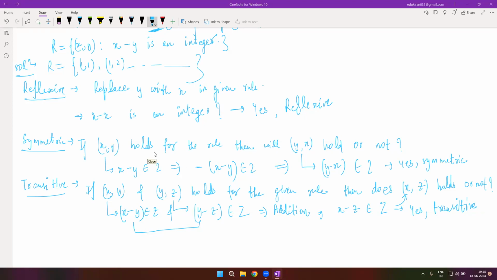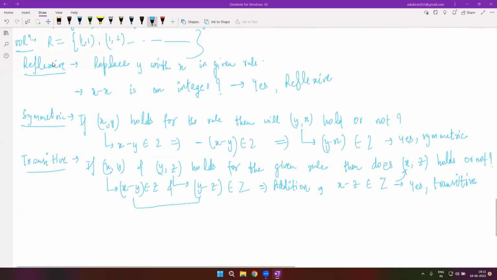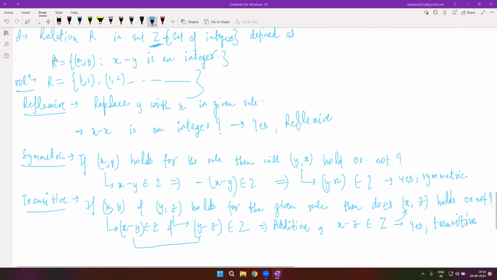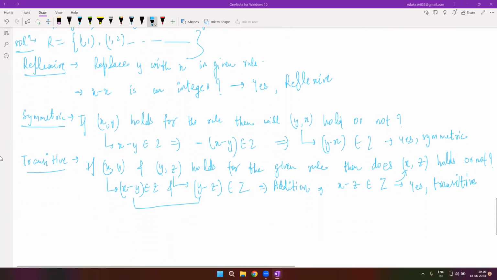Sir, which example? Example 2, page number 3. Sir, can you just scroll up? Yeah. Just first write it and then tell me. Or rather, I should write the question by then.